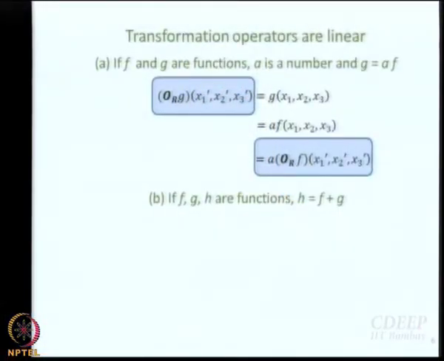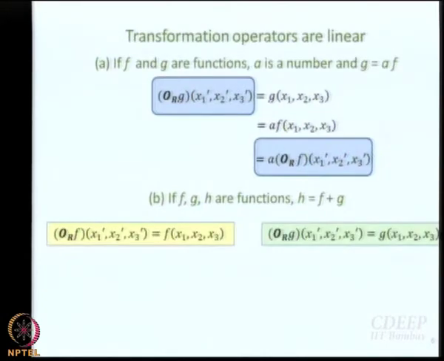Okay. Let us take the more interesting example, f, g and h. I think you will allow me to write this pair of equations. O_R F in the transformed coordinate system is equal to f in the original coordinate system, and then O_R G in the transformed coordinate system is equal to G in the original coordinate system, right. So far so good.